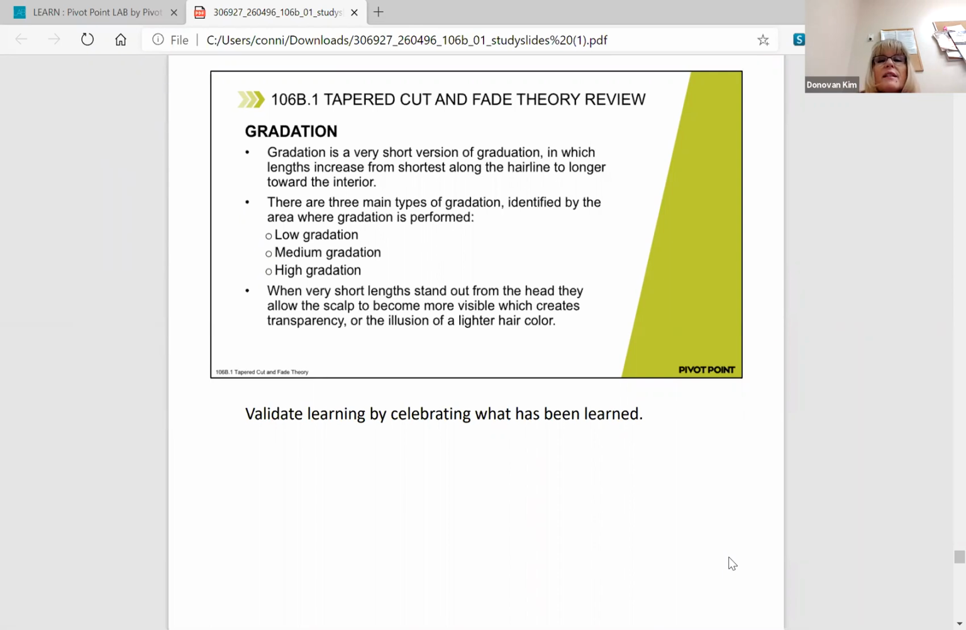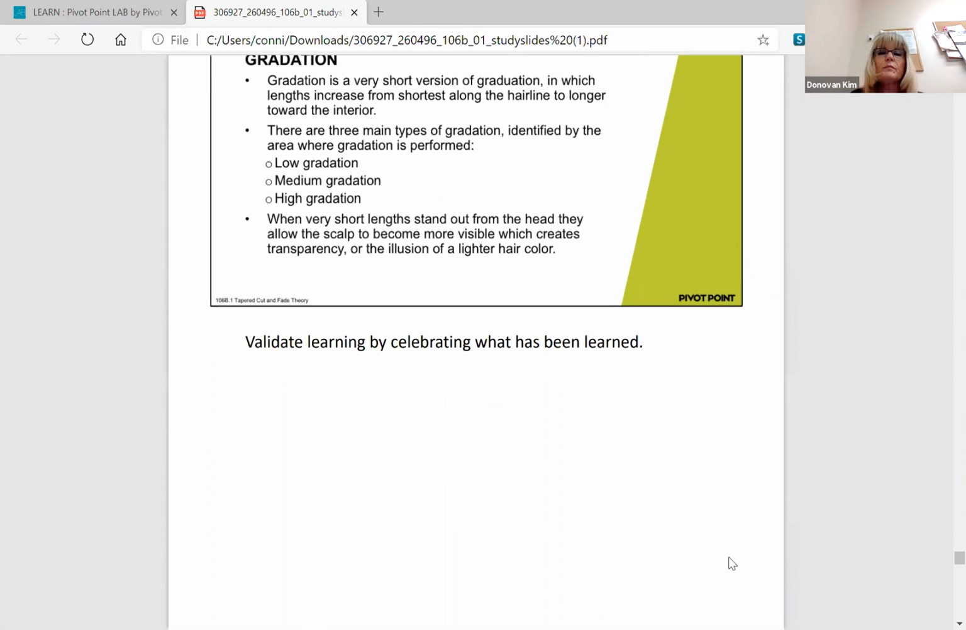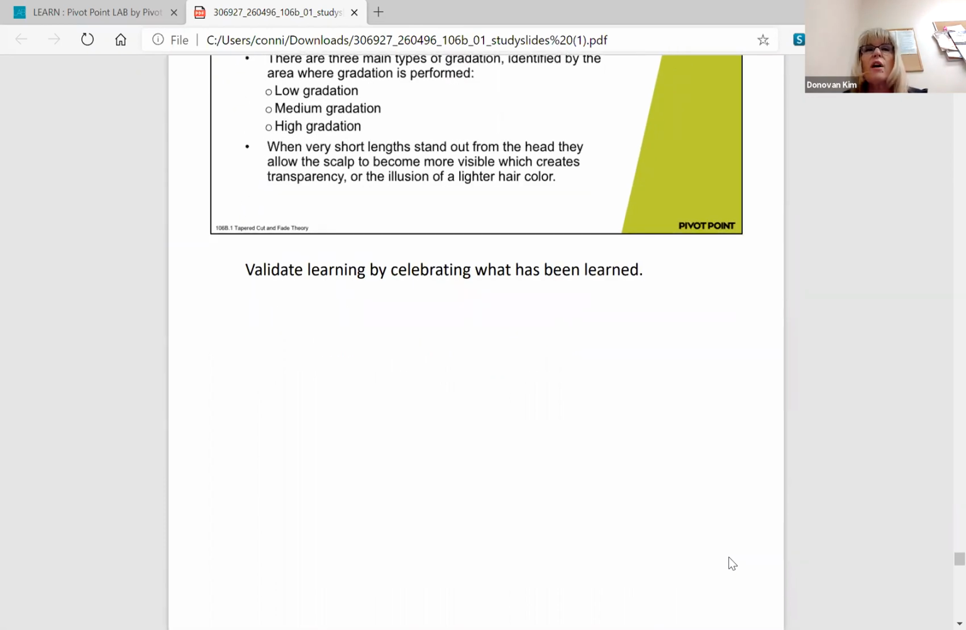When very short lengths stand out from the scalp, they become more visible, which creates transparency or the illusion of a lighter hair color. And that's another thing too with hair color. If you have someone that has blonde hair and someone that has brown hair, and you do a number 2 on them, the blonde's going to look shorter.